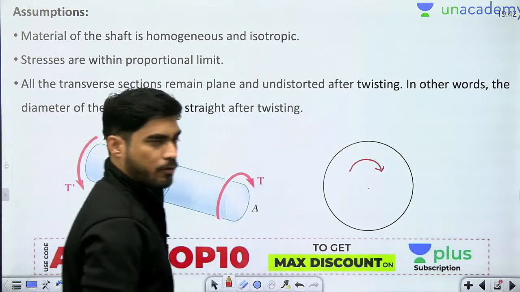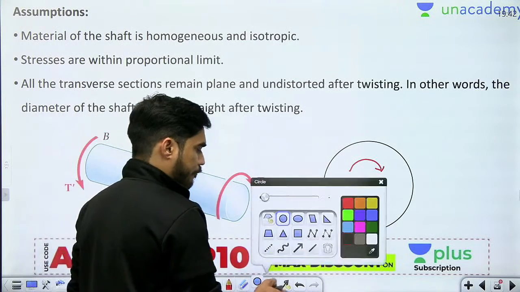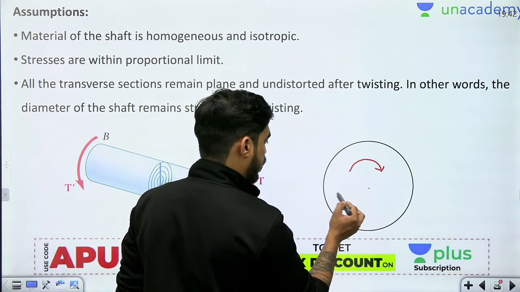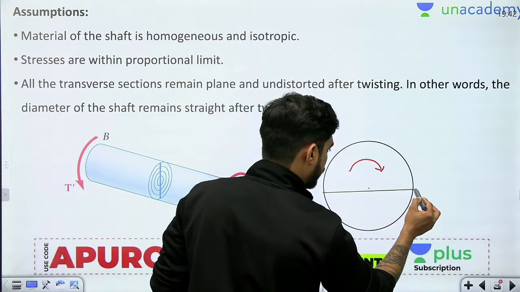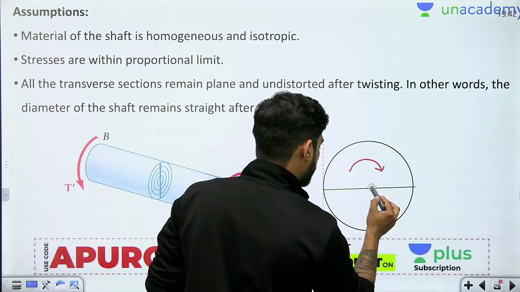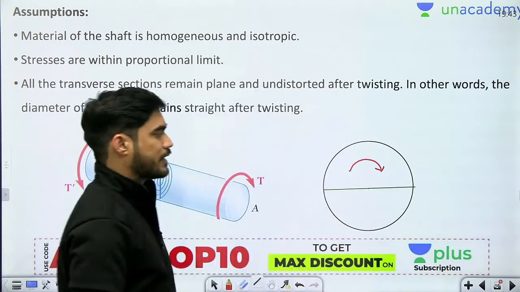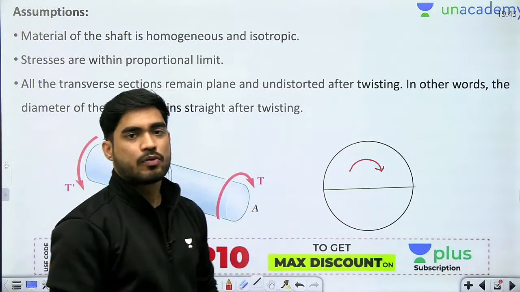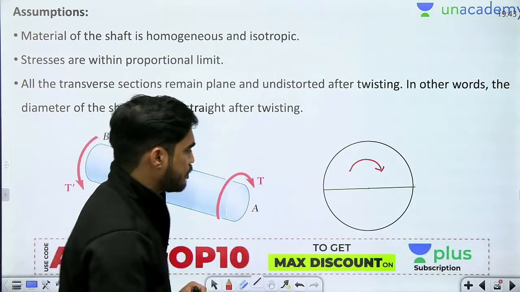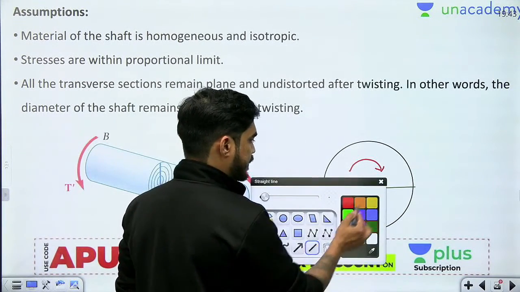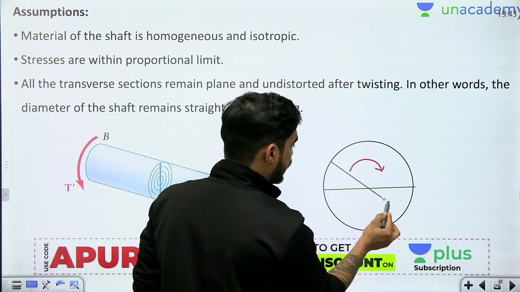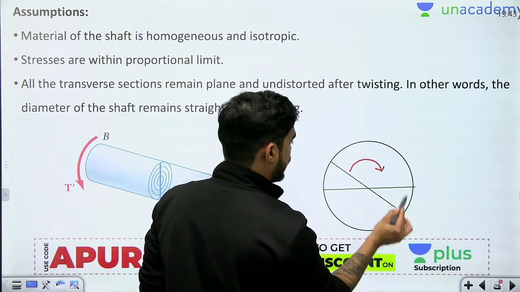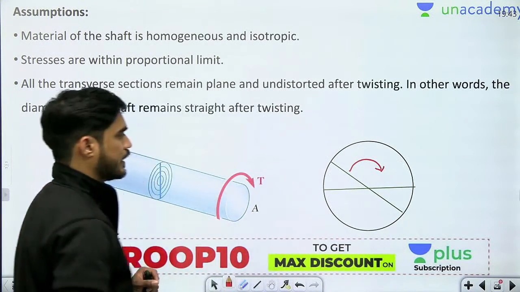Okay, now consider any one diameter of the shaft. Let's consider this diameter of the shaft. So you can see that right now this diameter is straight. After applying twisting moment, our assumption is that this diameter will remain straight like this. This diameter will remain straight like this.